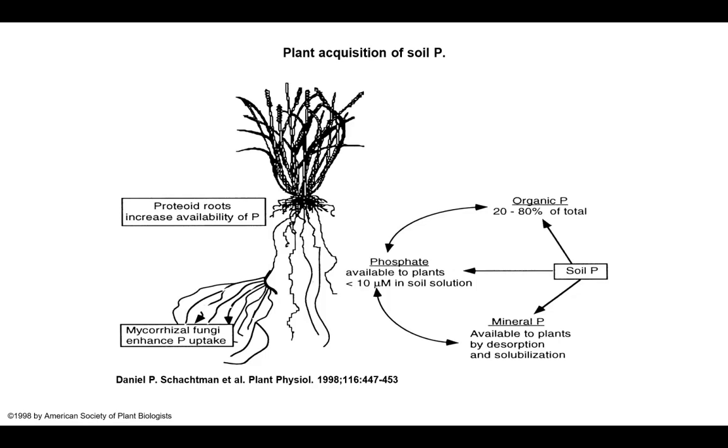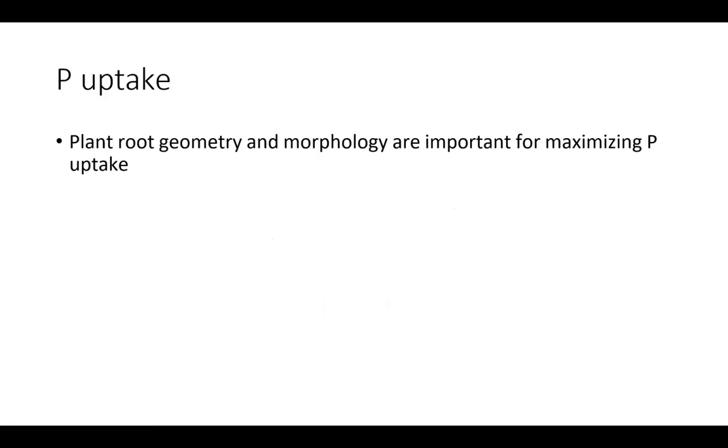For acquisition of phosphorus, you basically have proteoid roots increasing availability of phosphorus. Basically, they put out organic compounds that pull the phosphorus in. Or you can have mycorrhizal fungi that enhance phosphorus uptake. Of the phosphorus in the soil, 20 to 80% of it is organic. The rest is mineral. Mineral can become available to the plant in the soil solution. But notice, it's not at a very high level, and that material that is there in the solution is what can be picked up. Plant root geometry and morphology are important in maximizing phosphorus uptake.